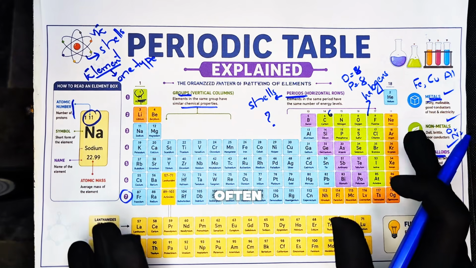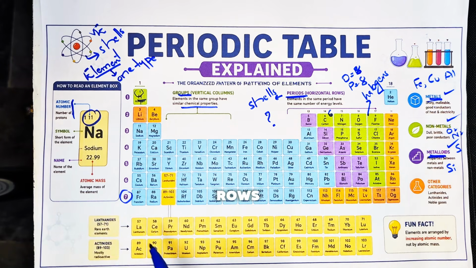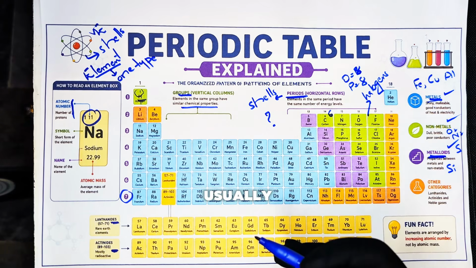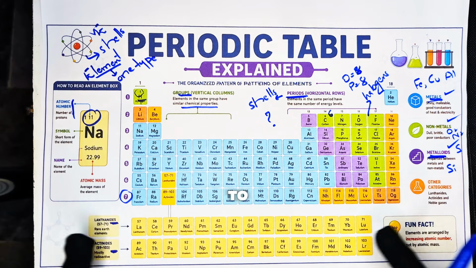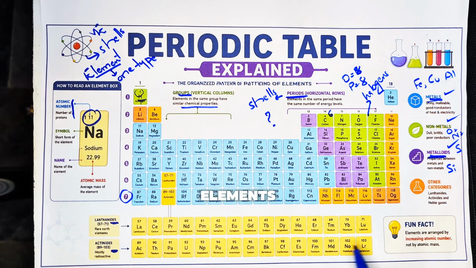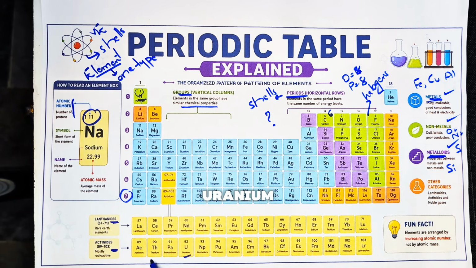One thing that often confuses students is these two rows. These two rows are called lanthanides and actinides. They are actually part of the main periodic table, but they are usually placed below it to keep the table more compact. The actinide series includes elements such as uranium and actinium and so on.